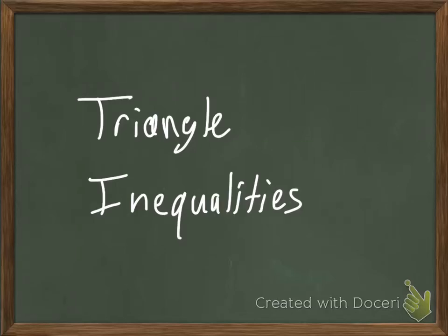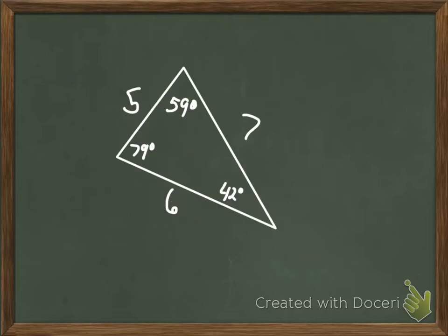Alright, welcome to a lesson on what we're going to call triangle inequalities. And these are just some special properties that exist with triangles that we're going to go over. So first, here's a triangle. It's a triangle with sides of 5, 6, and 7, angle measures of 42, 59, and 79.